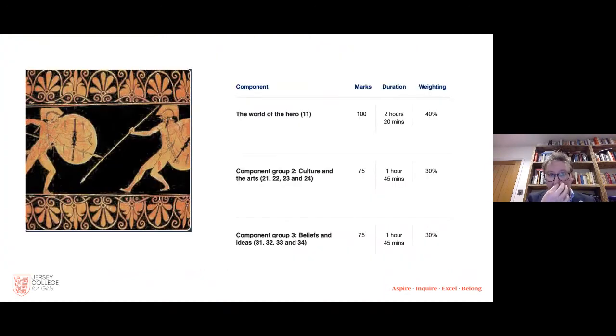Okay, so what does the course involve then? The course is made up of 3 units, and you can see here the weighting of those, and all of these are assessed by examination. So there's no coursework or non-exam assessment in this subject.